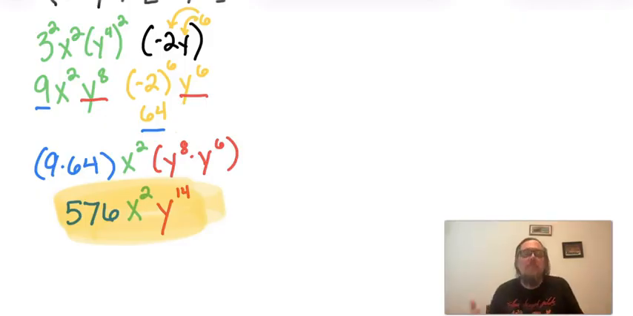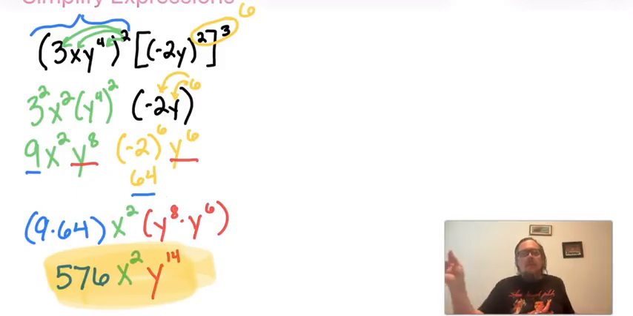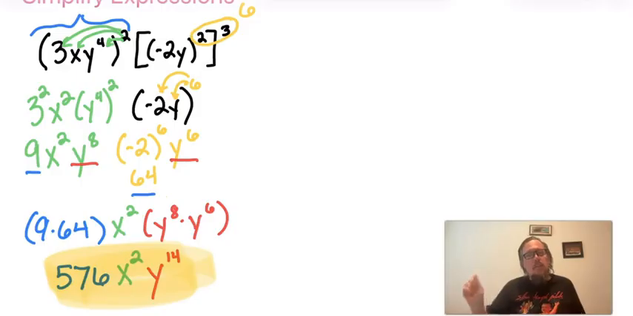And so this problem uses multiple exponent rules. We have to take an exponent outside the parentheses and put it on everything in the parentheses. We had to use our power of a power rule a couple of times right there at the beginning. And then at the end with the y's, we had to use our product of a power rule. And so all of those rules came together in this complicated expression to give us this final answer of 576 x squared y to the 14th.